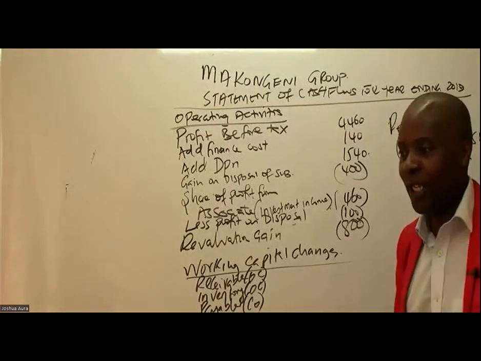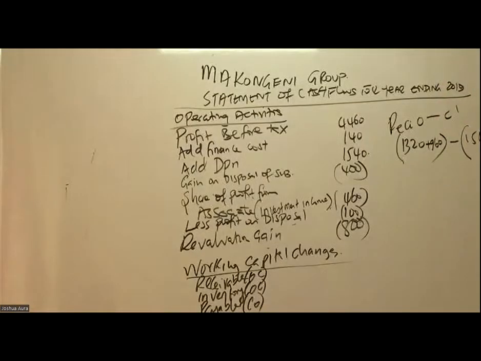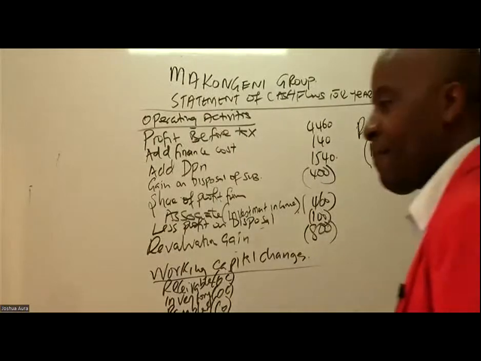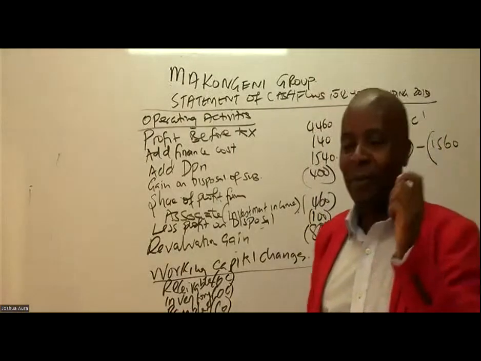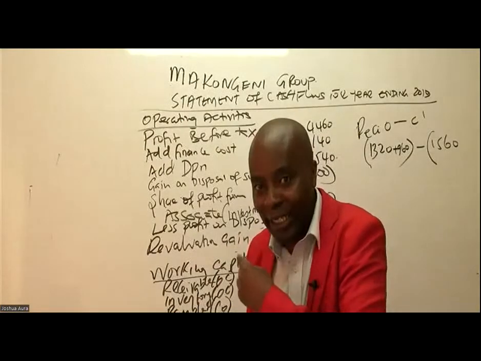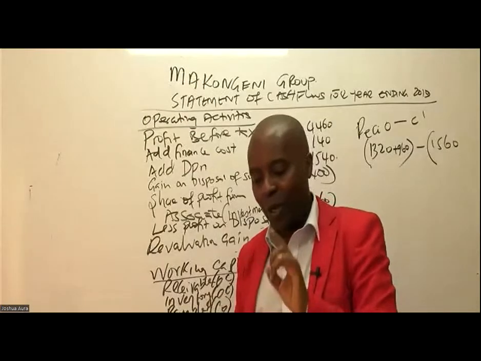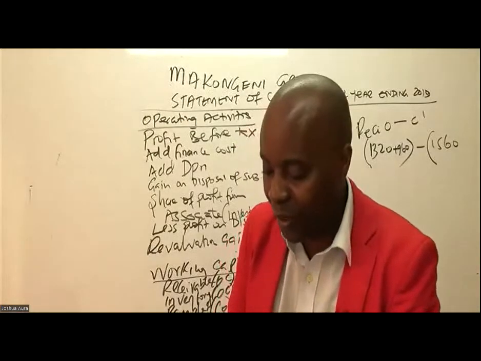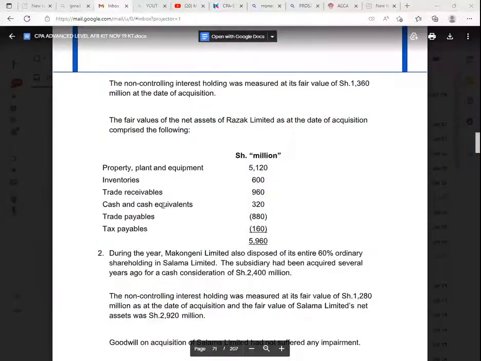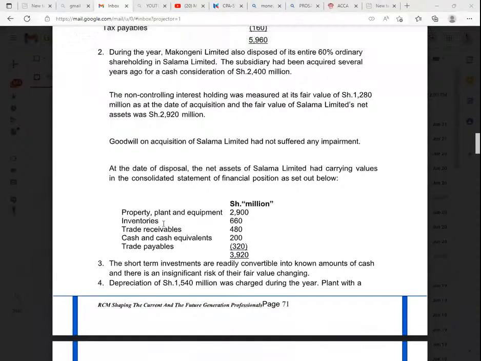Be careful with closing. For closing, ladies and gentlemen, you must also ensure that if there was any disposed subsidiary, the disposed subsidiary receivables must also be factored in, must be subtracted because it went with some receivables. So do we have any subsidiary that was disposed? Oh yes, Salama was disposed. Does it have receivables? Yes, 480. You can see at the date of disposal, Salama had receivables of 480.